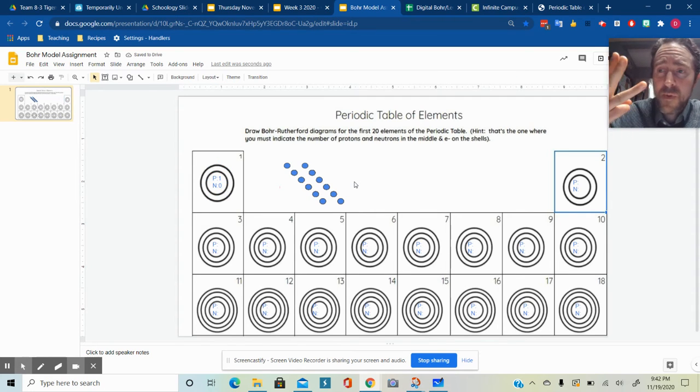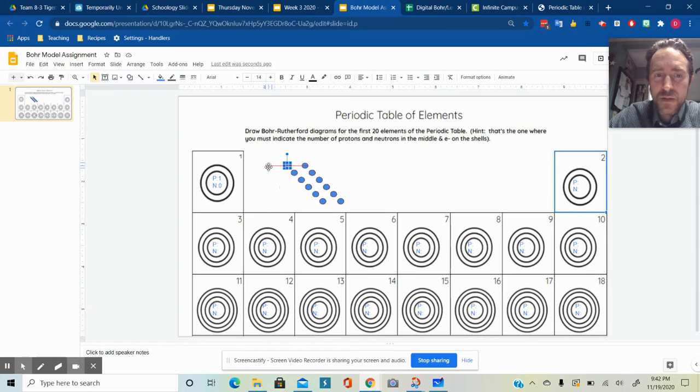Okay, remember there are 3 parts to our atom: protons, neutrons, and electrons. Protons and neutrons go in the middle, that's why we put them here. And the last thing we do is place our electrons. So what you're going to do is just grab and drop these.